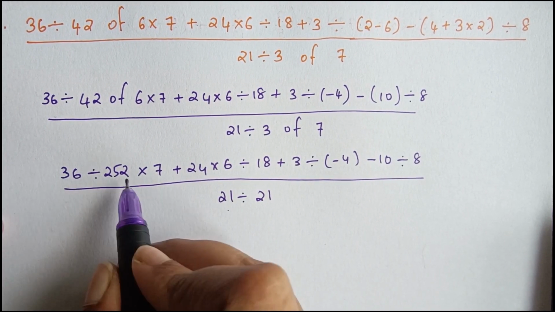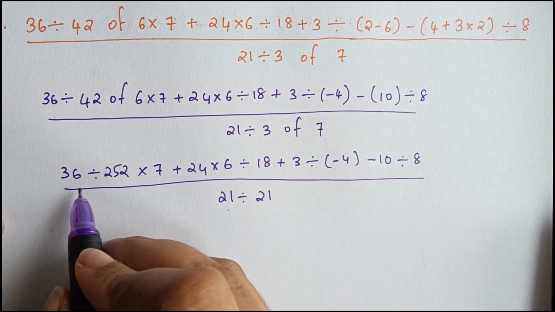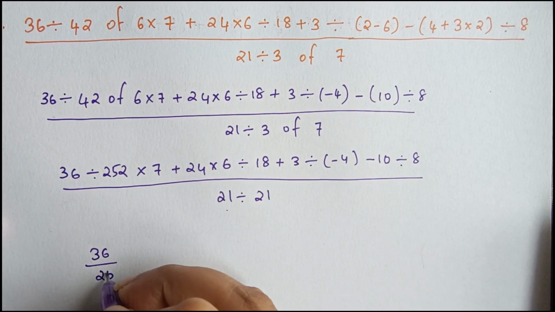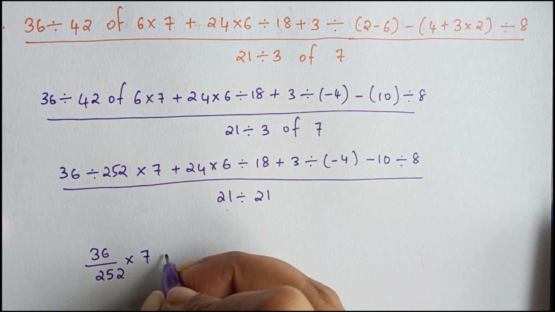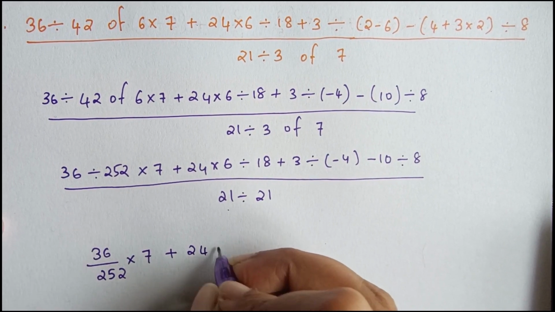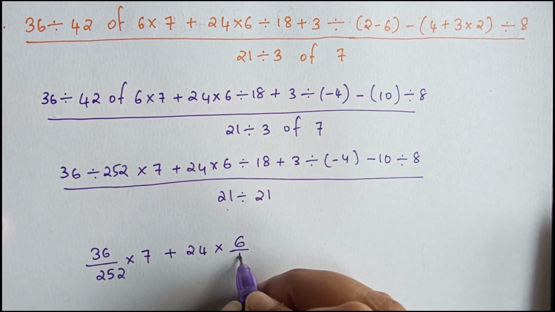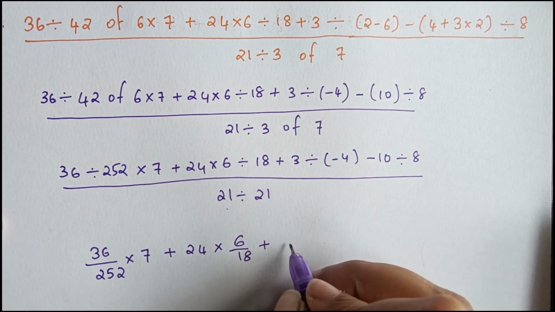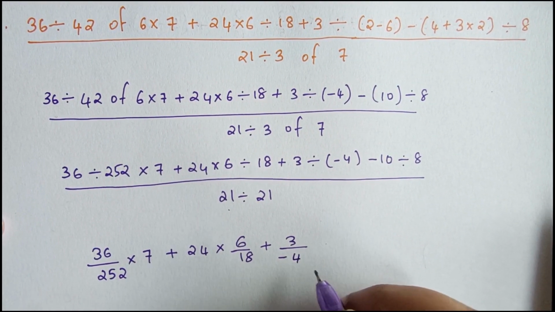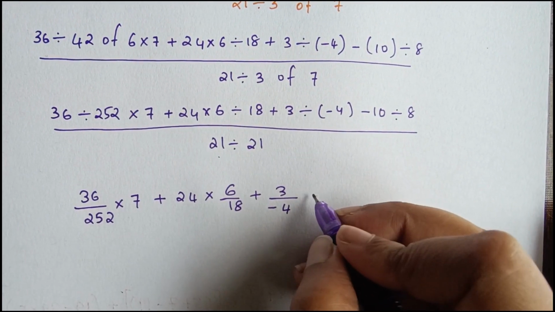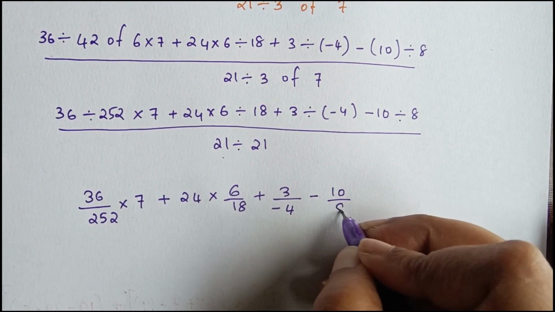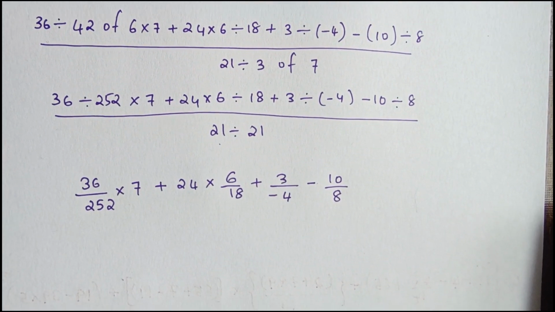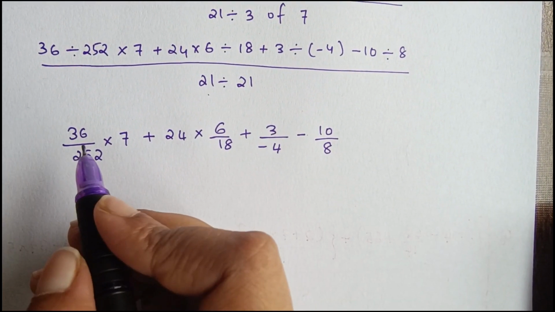Next we can do the division part. 36 divided by 252. 36 by 252 into 7 plus 24 into 6 divided by 18 plus 3 divided by minus 4 minus 10 divided by 8. And 21 divided by 21 is 1, so the denominator is 1. Next we can cancel this.